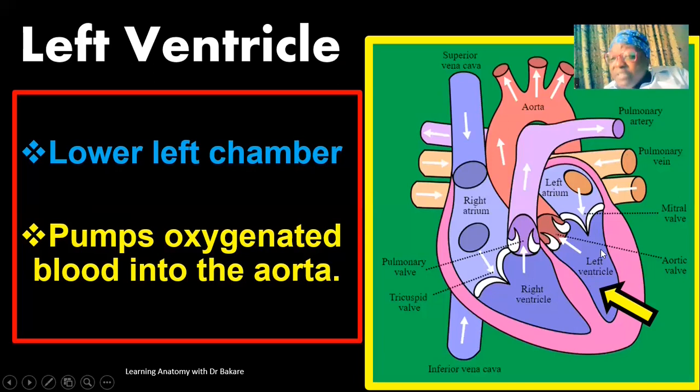It is from the left ventricle here that the blood that is oxygenated is then directed into the aorta, and this is the aorta, which is the largest artery in the body. It is the aorta that then feeds the other arteries with oxygenated blood.